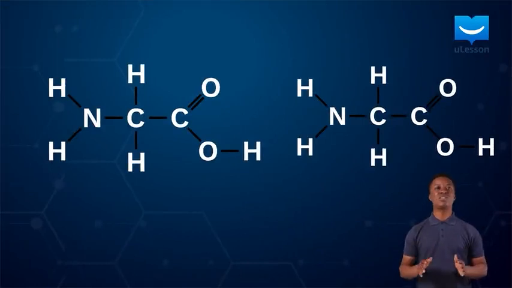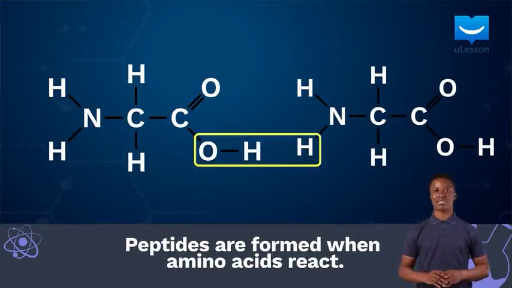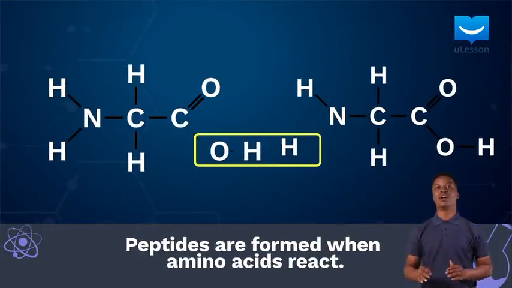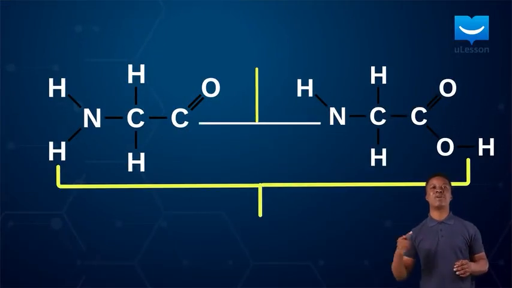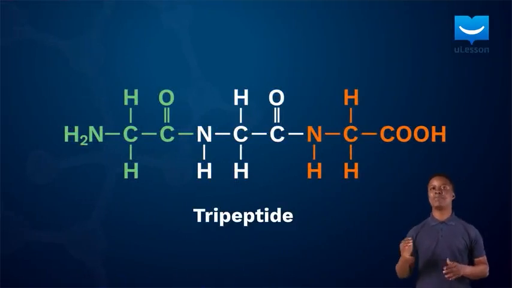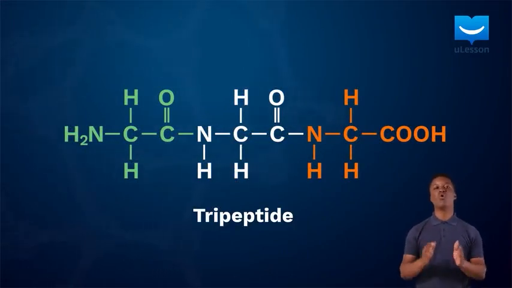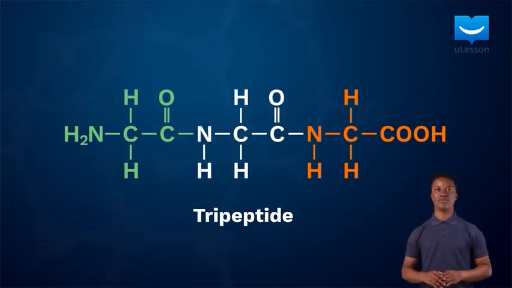Peptides, which are the base compounds of proteins, are formed when amino acids react. Two amino acids react to form a dipeptide. Three amino acids form a tripeptide. And several amino acids will form a polypeptide. So, a protein is composed of at least one polypeptide chain.